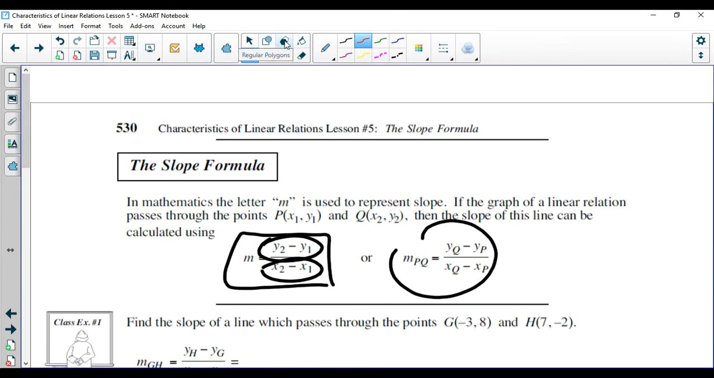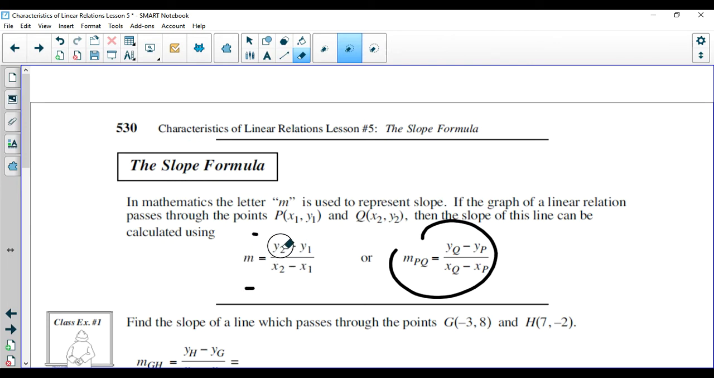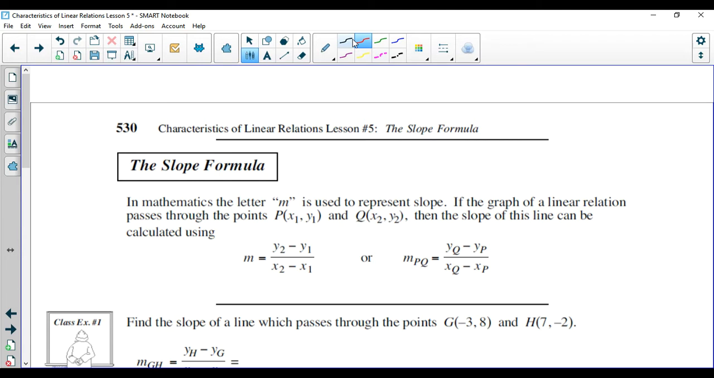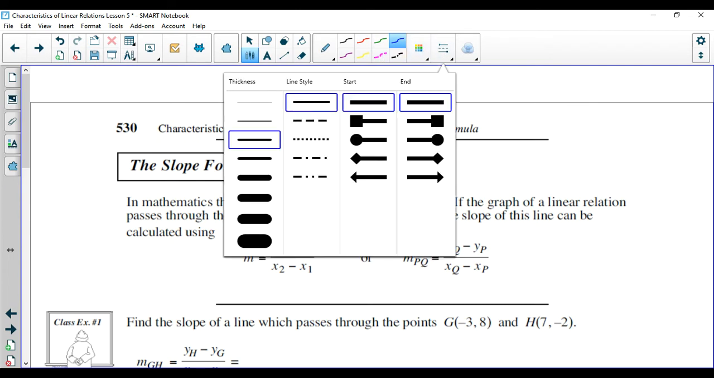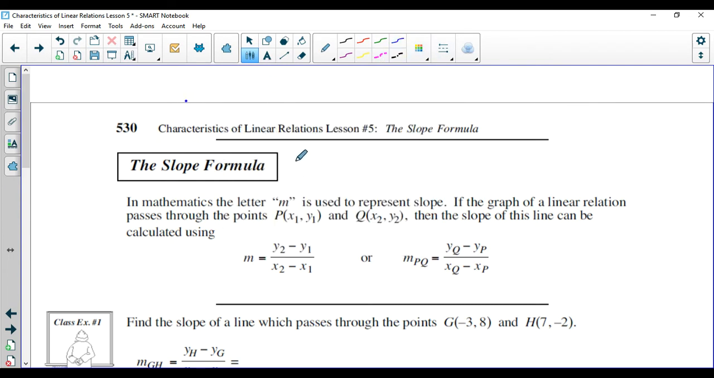Okay, so it says, in mathematics, we like to use the letter M to represent the slope of a line segment. Now in science, typically we don't do that, because in physics or in chemistry, we like to use M to represent the mass of some kind of object or substance. But for math, we'll use M to represent the slope. So M is a variable that's used to represent what the slope is.